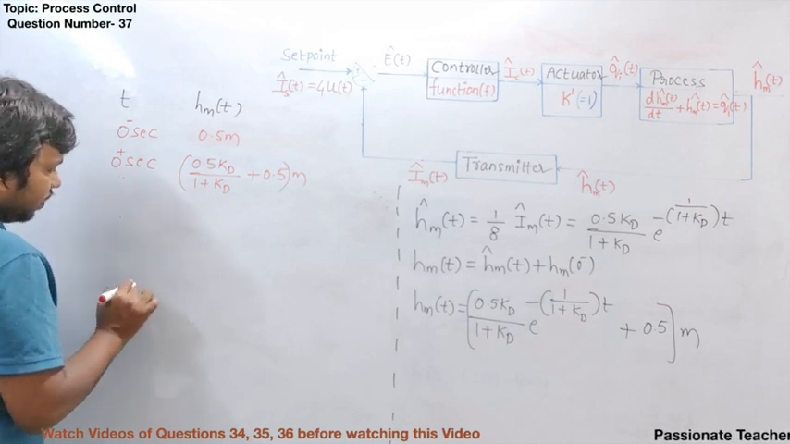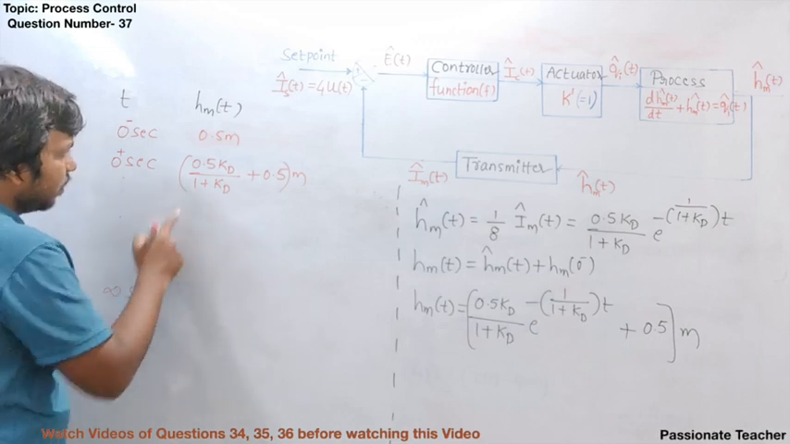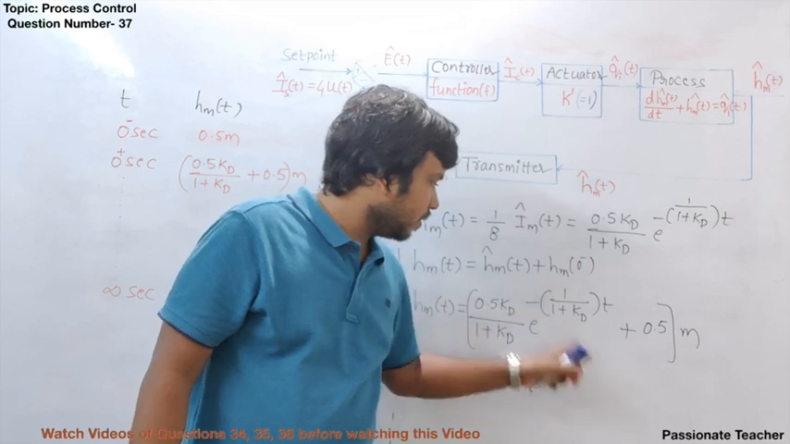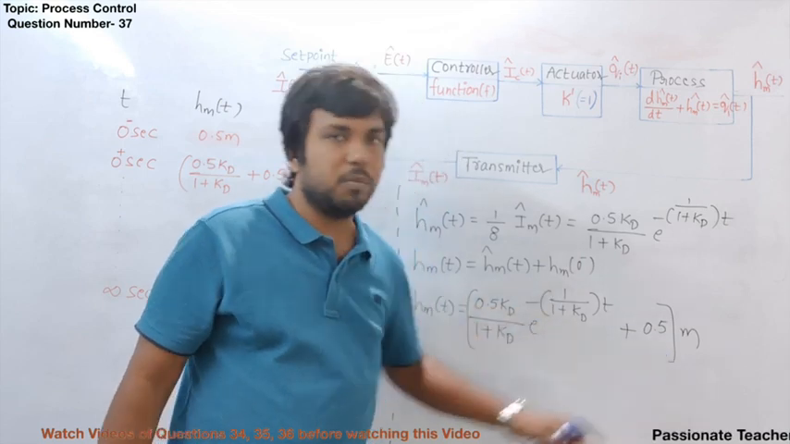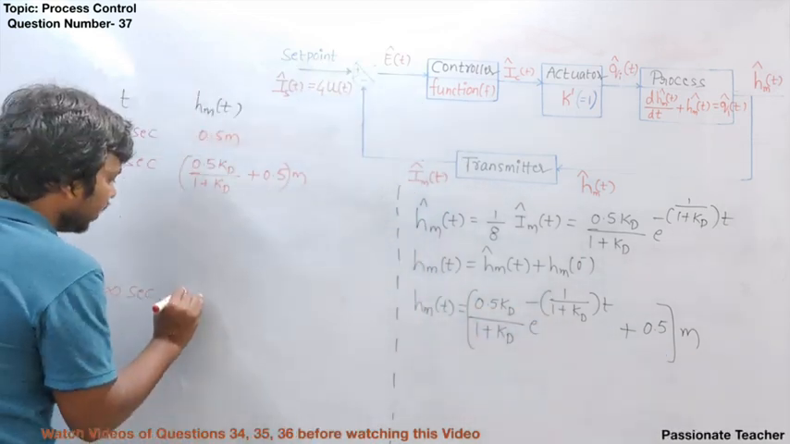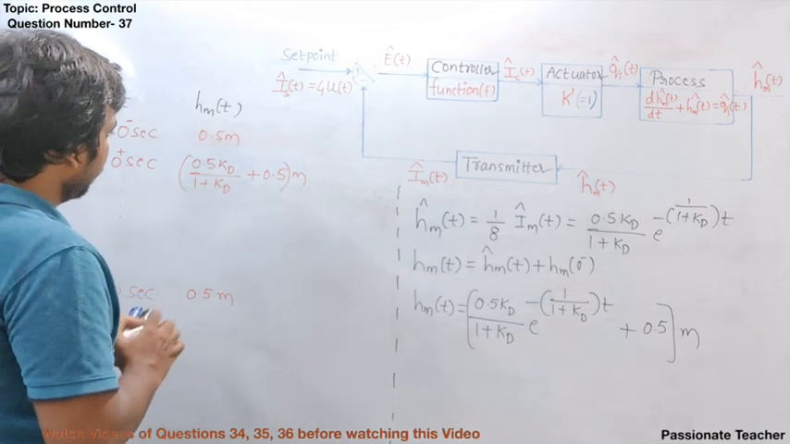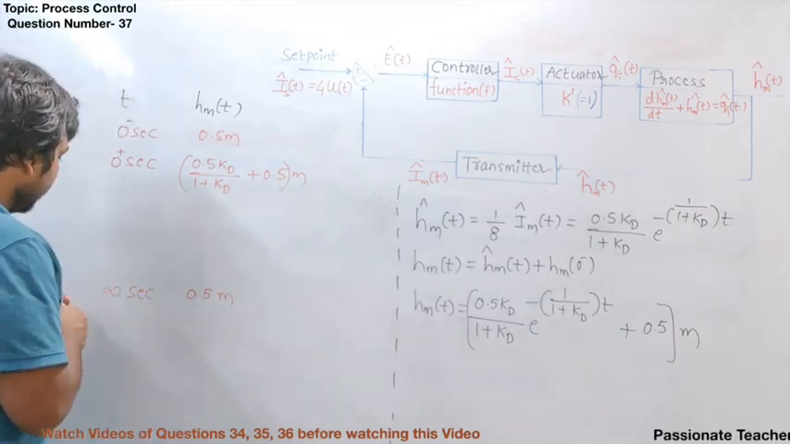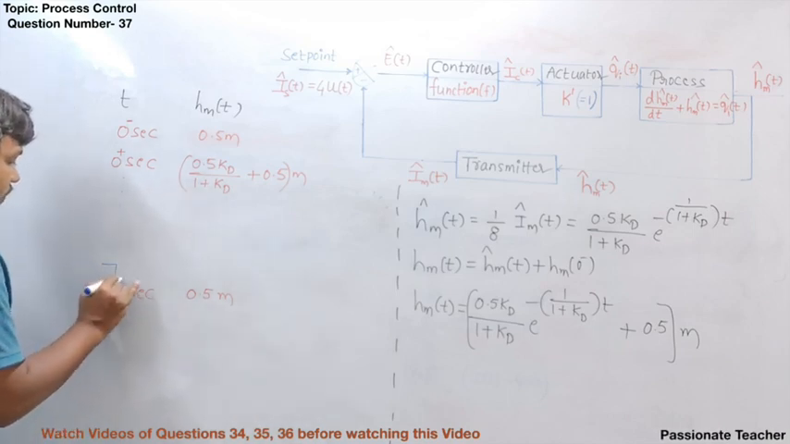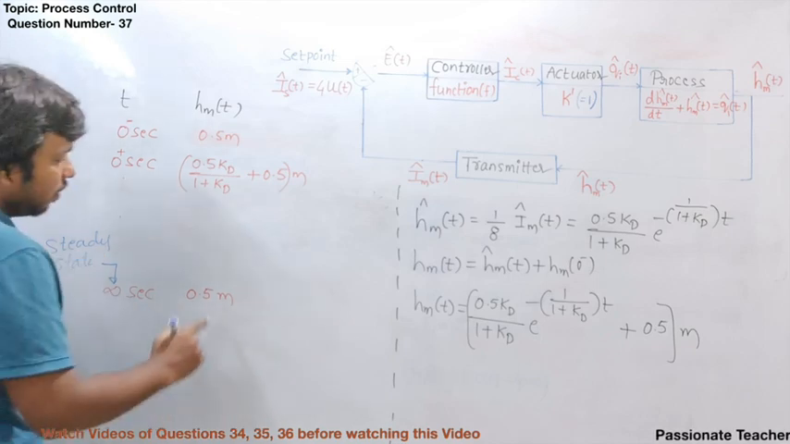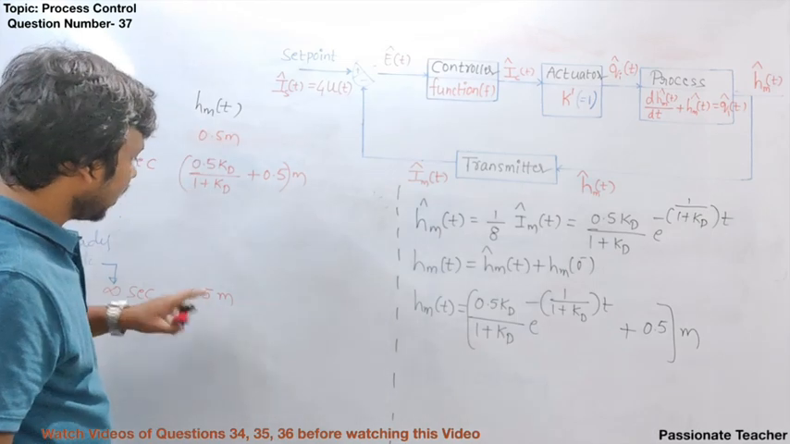At infinite seconds, if you keep infinite here, irrespective of kd, this factor will be 0, overall it will be 0, and you will be left with 0.5 meter, right? So it will be equal to 0.5 meter, clear? That means if you wait for a long time, that is for steady state, infinite seconds, we will call this a steady state. If we wait for such a long time, the water level will be equal to 0.5 meter.